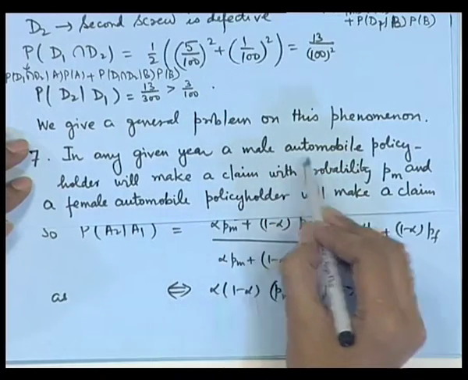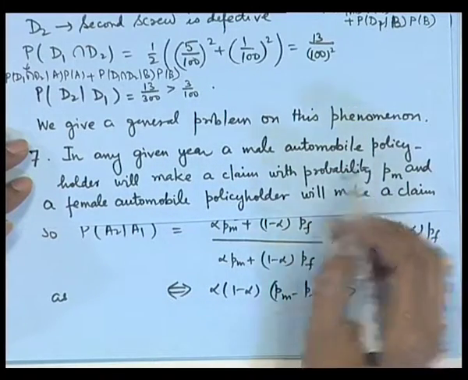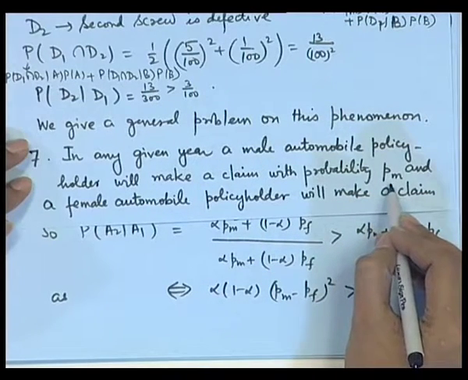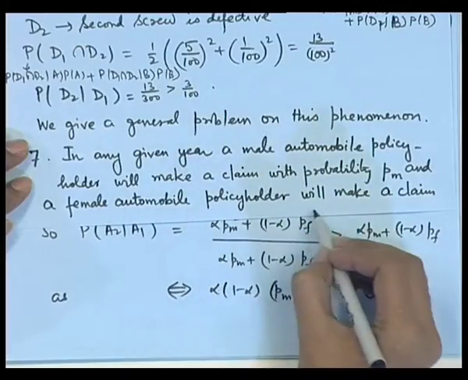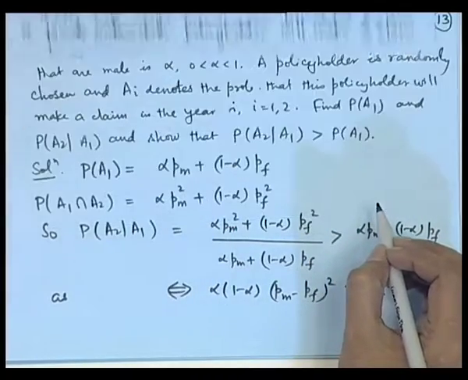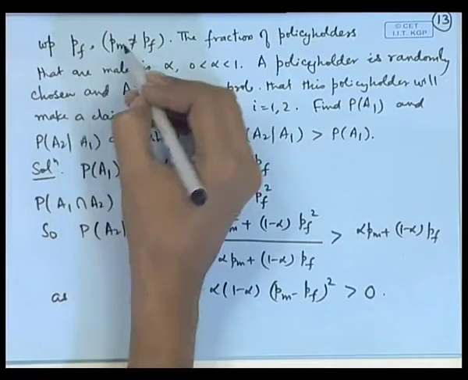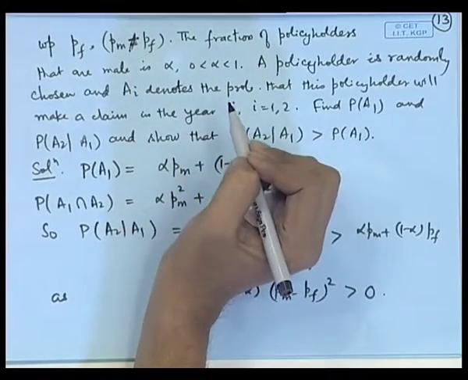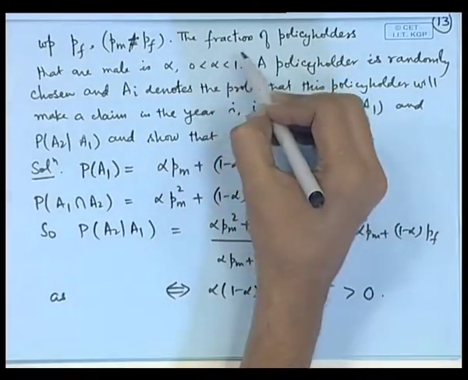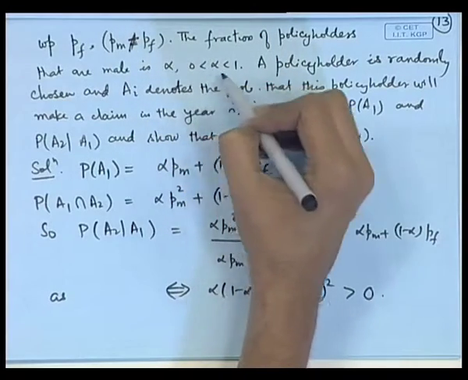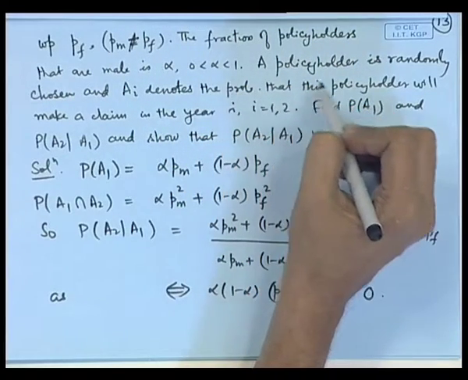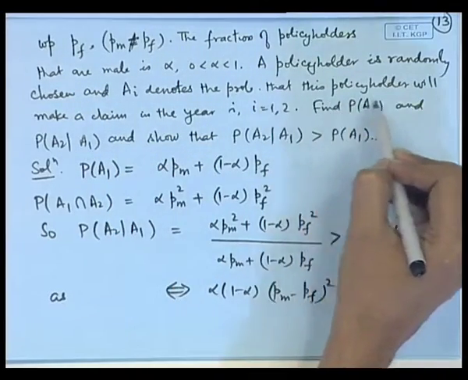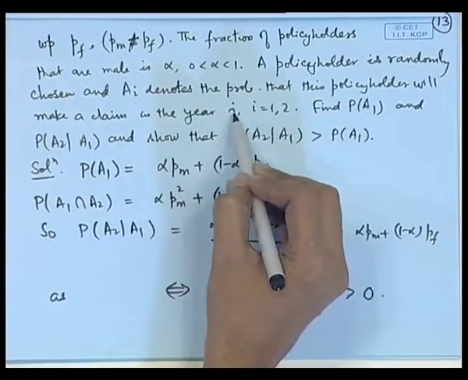In any given year, a male automobile policy holder will make a claim with probability P m, and a female automobile policy holder will make a claim with probability P f. In general, we assume P m is not equal to P f, although it is not necessary, it may be equal also. The fraction of policy holders that are male is alpha, where alpha is a number between 0 and 1. A policy holder is randomly chosen, and A i denotes the event that this policy holder will make a claim in the year i, for i equal to 1 to.